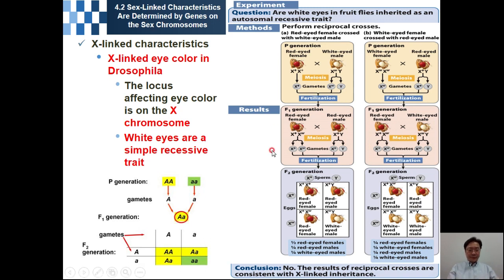No. The results of reciprocal crosses are consistent with X-linked inheritance. So they are not autosomal, they are sex chromosomal. Also, white eye is a recessive trait. If it were an autosomal recessive trait, the F2 generation phenotype would be 3-to-1, but the phenotype is totally different. It means that they are not autosomal, but X-linked.